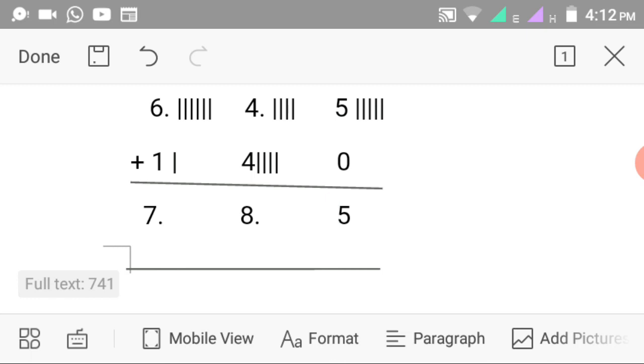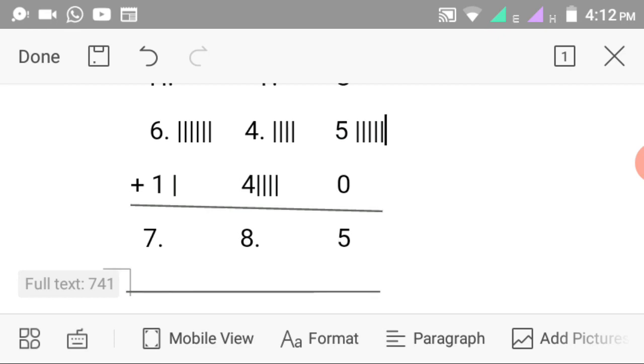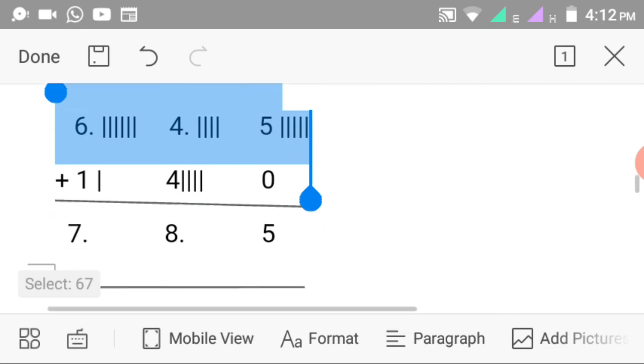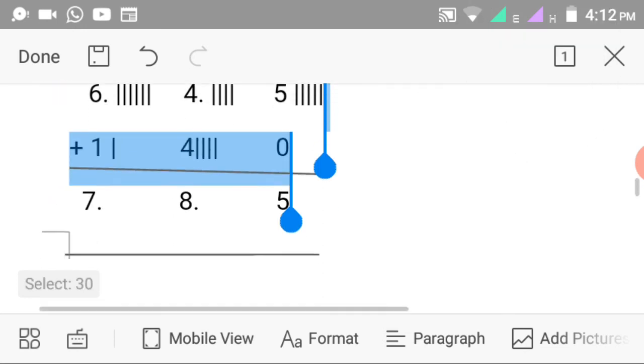Now, I will go to the next figure, which is 6 and 1. I'm going to count it together. I will count my 6. 1, 2, 3, 4, 5, 6. And I will come down and we count 1. Only 1. Now we count together. 1, 2, 3, 4, 5, 6, 7. My answer is 7.